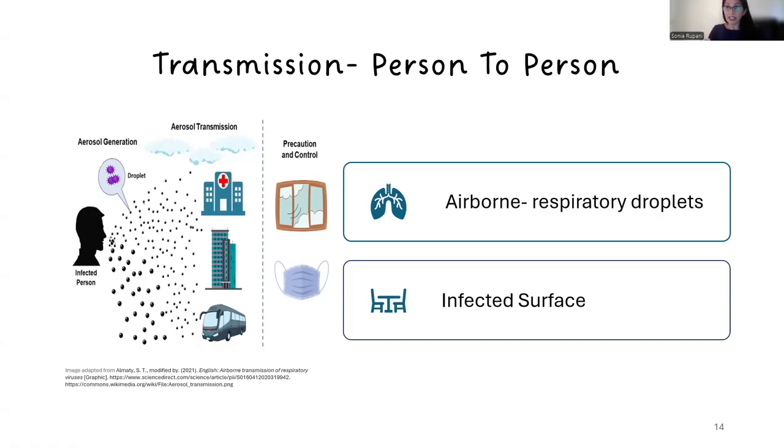It can also live on infected surfaces for up to 2 hours. So if the person coughed or sneezed and then touched something, and somebody who is not vaccinated, who's not protected, comes after them and touches their eyes, nose, or mouth, now they can get infected as well.